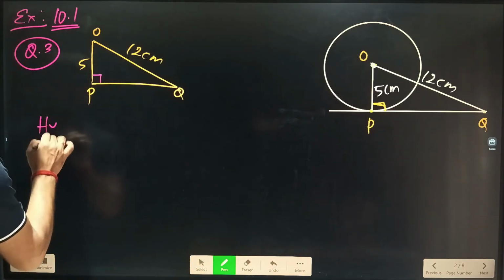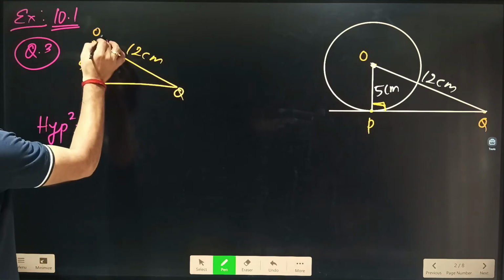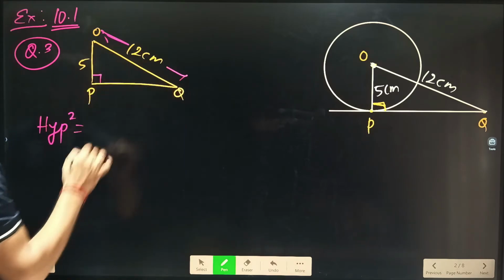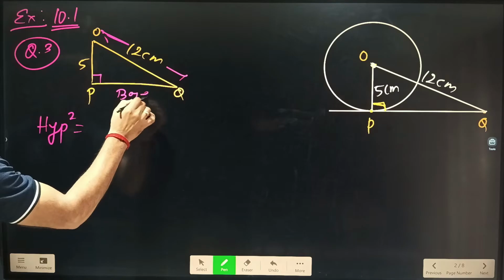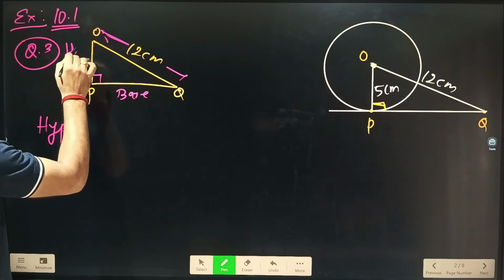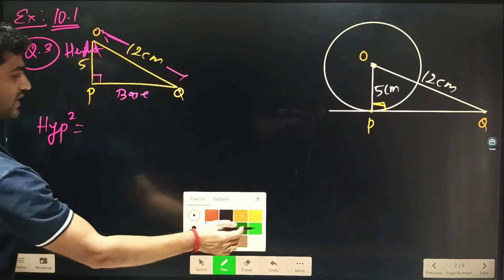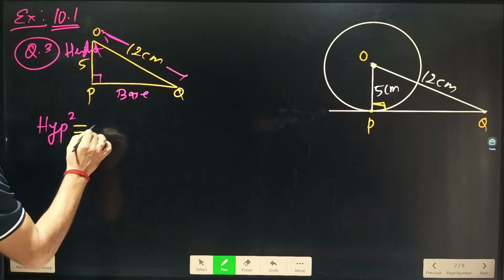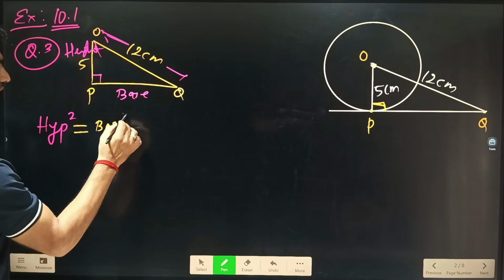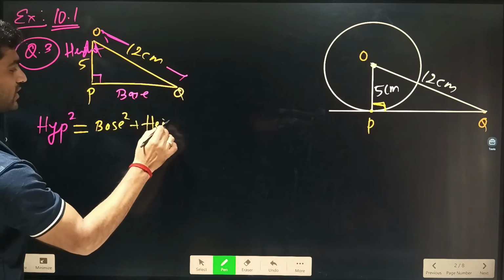Now we can apply Pythagoras theorem. According to Pythagoras theorem, this is the slant side or hypotenuse. This is the base. Again, I am telling you, base. This is the height, H. Correct? Now, dear friends, hypotenuse square is equal to base square plus height square.